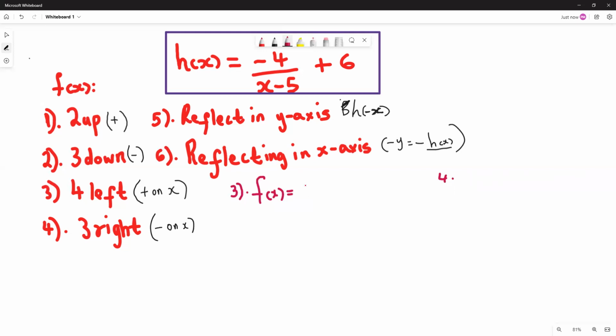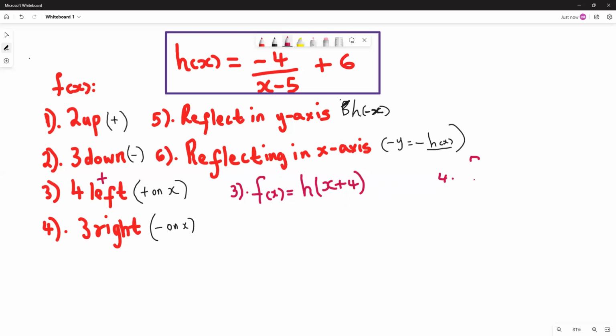This is how you're going to do it. You write your h, you open a bracket. Because to the left, we have to add a 4 on x. So your new input will be x plus 4. Do you see it? Because you have h of x, but what was h of x? You have to add 4 now to the x because you're moving to the left.